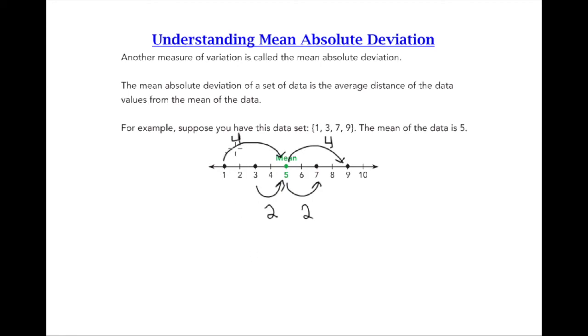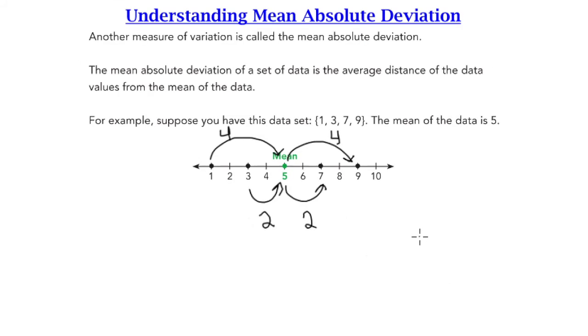So this is the absolute deviation of each number in the data set from the mean. 1 is 4 away, 3 is 2 away, 7 is 2 away, and 9 is 4 away. Think of this as the same as your absolute values. You'll notice up here there are no negative values. An absolute value is the distance a number is from 0. Your absolute deviation is how far away each data point is from the mean in this situation.